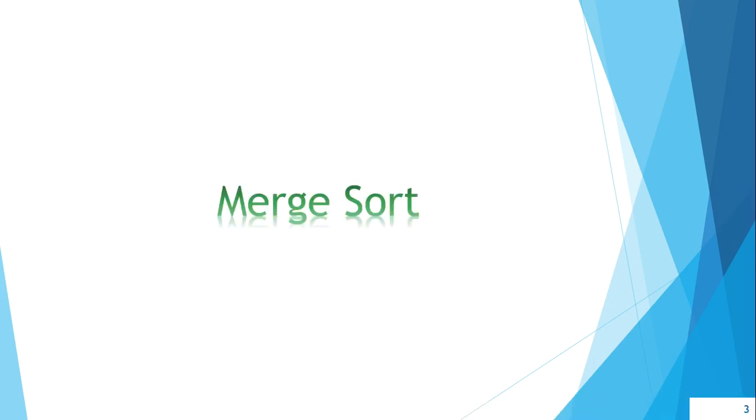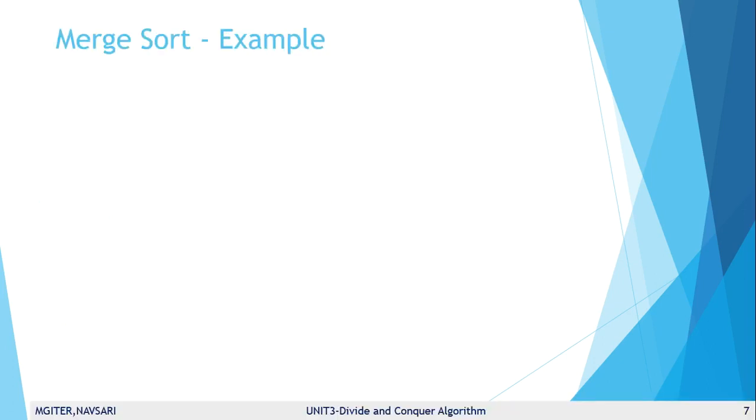Now, how does merge sort work? Merge sort is a sorting algorithm that uses the divide and conquer strategy. In the method of merge sort, division is dynamically carried out. Merge sort on an input array with n elements consists of three steps. The first is divide.